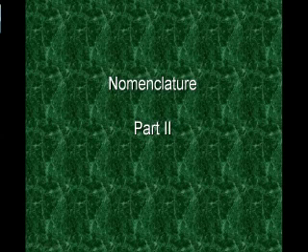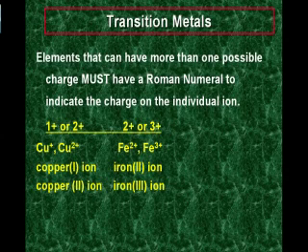The second podcast on nomenclature will cover compounds that have transition metals in them and also compounds that have polyatomic ions. So let's address the transition metals first. Transition metals are those elements found in the middle of the periodic table, and those elements generally have more than one possible charge. So when you name a compound containing a transition metal, you must put a Roman numeral in the name to indicate which metal ion is actually in that compound.